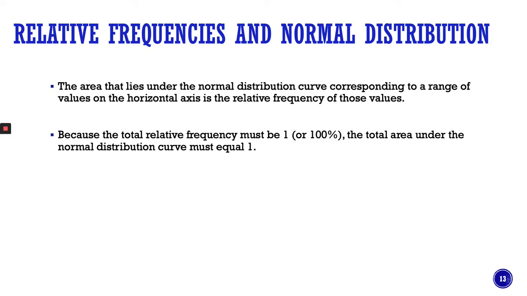Relative frequencies and normal distribution. The area that lies under the normal distribution curve corresponding to a range of values on the horizontal axis is the relative frequency of those values. Because the total relative frequency must be 1 or 100%, the total area under the normal distribution curve must equal 1. So we've talked about this a couple of times. This is something you should probably know.